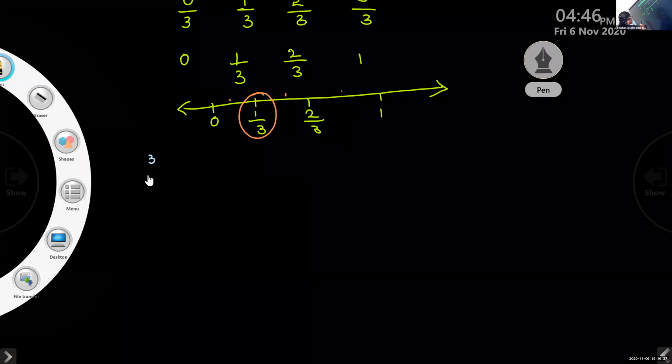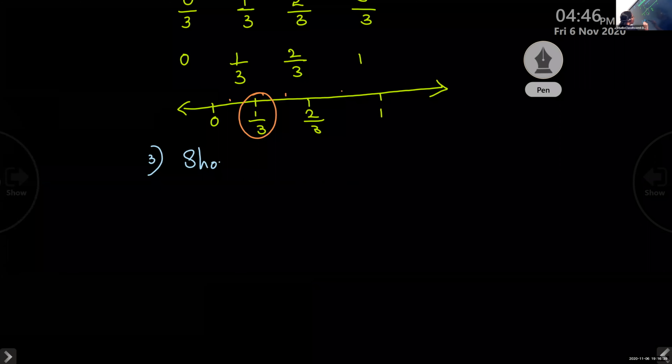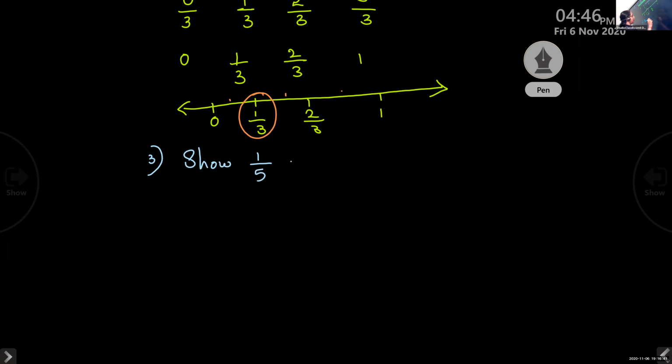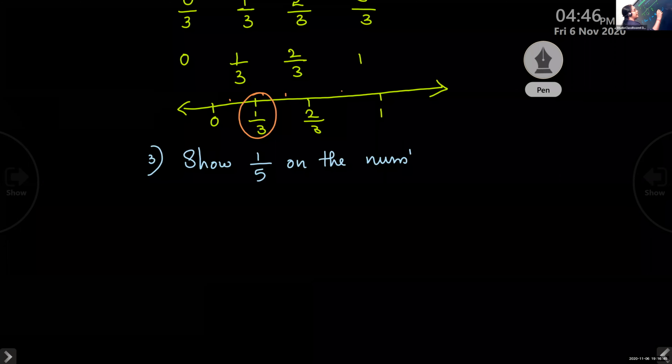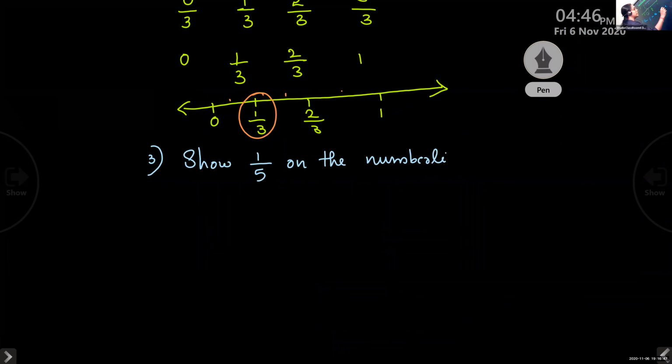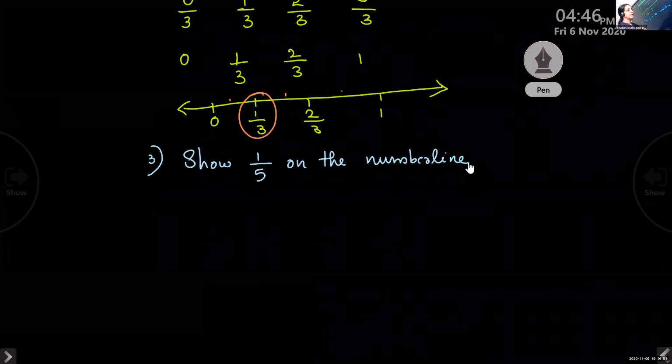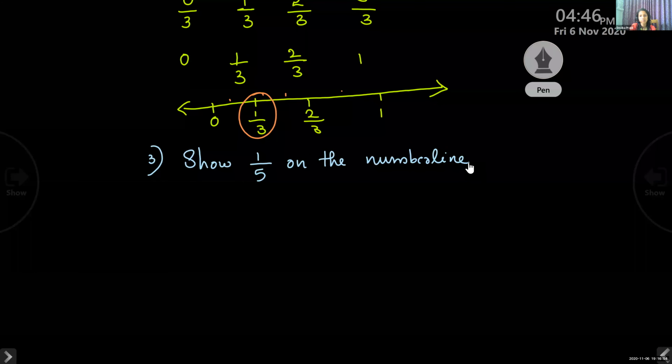Third one. Show 1 by 5 on the number line. See, children, when we are showing this, we can show the other fraction also. There is one fraction, 2 by 3. Did you see that? Yes, ma'am. If the question is 2 by 3.